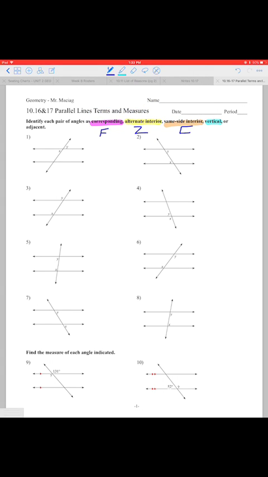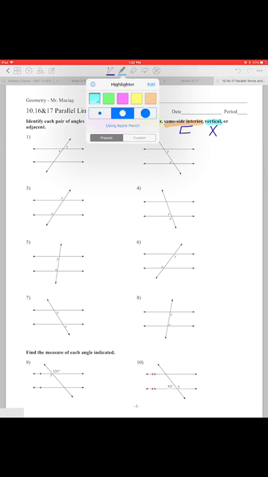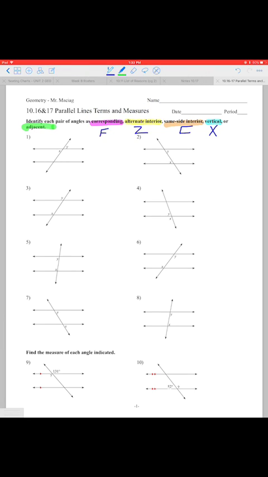Vertical angles are only on one of the parallel lines, so they're not on opposite sides. And they actually form an X if we color it in, and I'm not too sure if I talked about this in all of the classes. And then lastly, our adjacent angles are just right next to each other at an intersection point. And if we look at it, they actually form a T. So let's just do number one together.